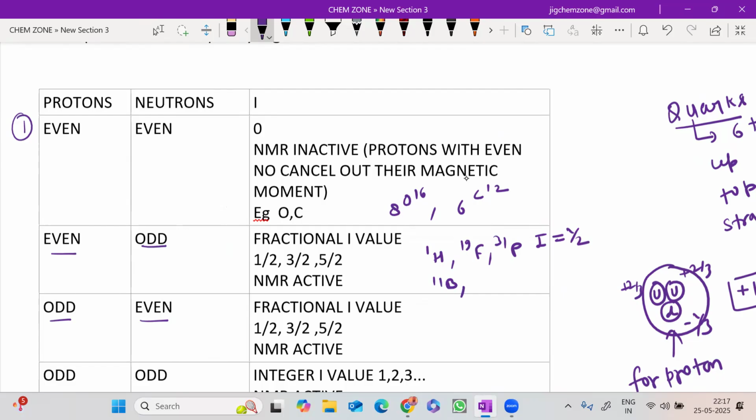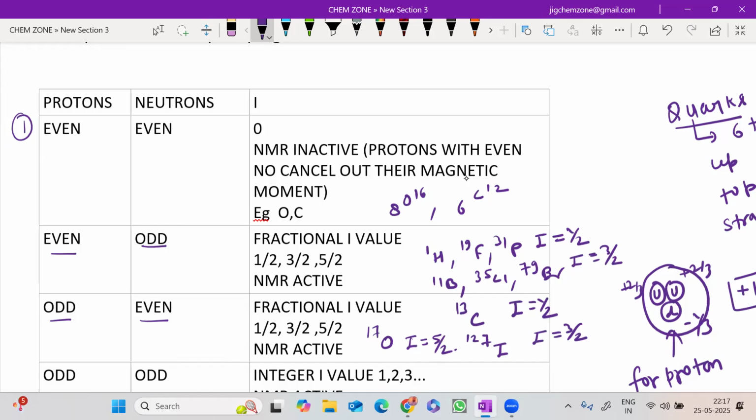If you have boron nuclei, chlorine nuclei, bromine also, they have 3 by 2 value. Copper also has 3 by 2 value. Titanium also has 3 by 2 value. 13 carbon: we can find out the protons and neutrons and then predict the I value. Iodine has 3 by 2 value. The isotope of oxygen which is NMR active is 17, which has 5 by 2 value of I.